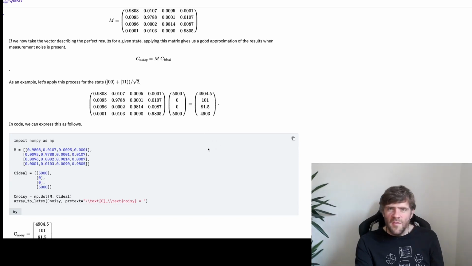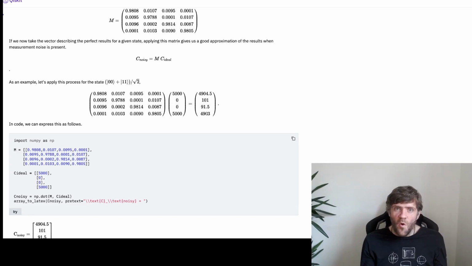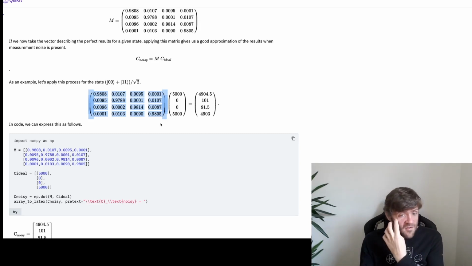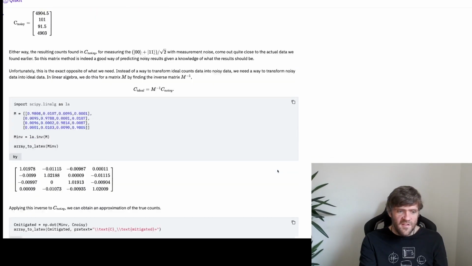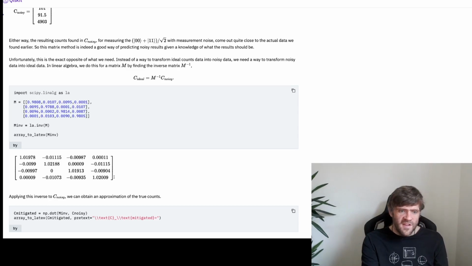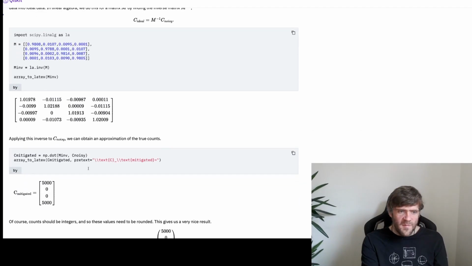But that's not really what we want, because we actually want the ideal results, and what we typically know from running a noisy quantum computer is what the spurious results are. So we want to do this the other way around. Instead of applying this matrix to turn ideal results into spurious results, we want to apply the inverse of this matrix to turn spurious results into ideal results. Now, not all matrices have inverses, but we can nevertheless come up with an inverse to apply. So this is an inverse of this particular matrix.